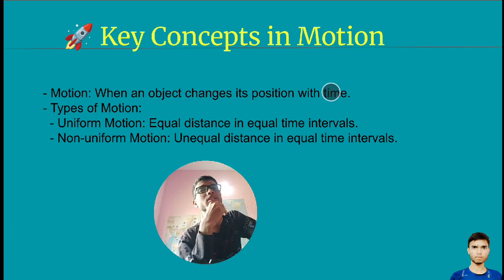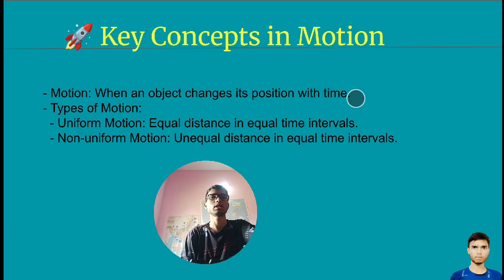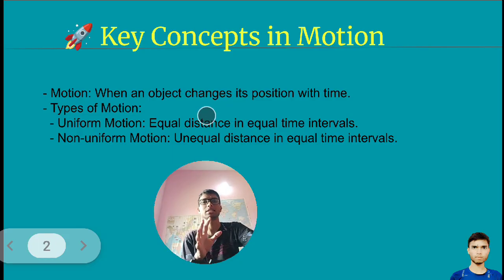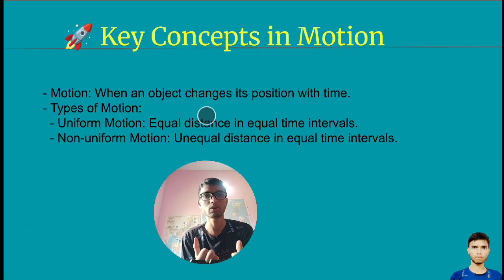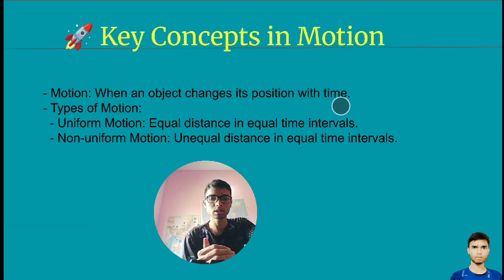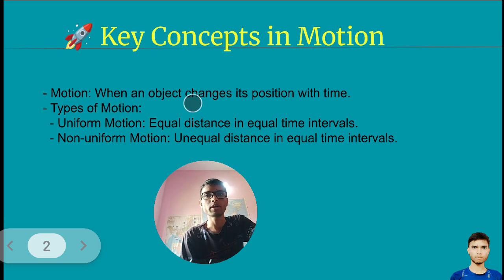Key concepts means important concepts in motion. Motion: when an object changes its position, it means the object travels from one place to another with time. If an object moves, of course time will change. So when an object changes its position with time, that is the definition of motion. Types of motion: there are two types, uniform motion and non-uniform motion. Both are compulsory to understand.